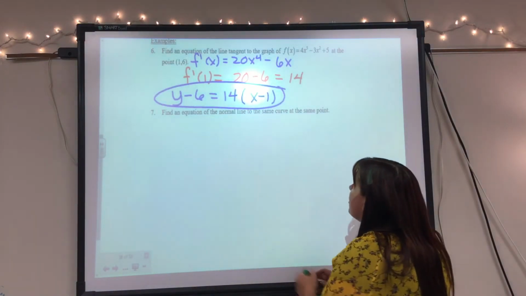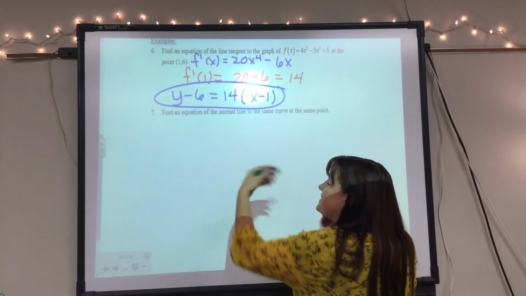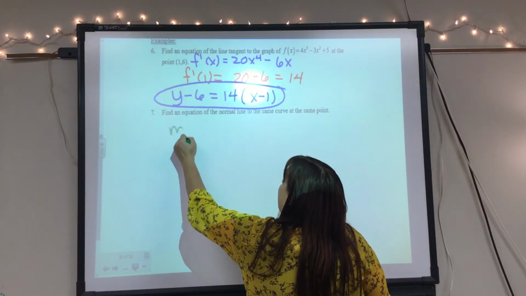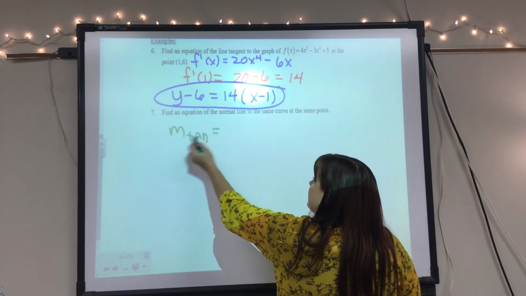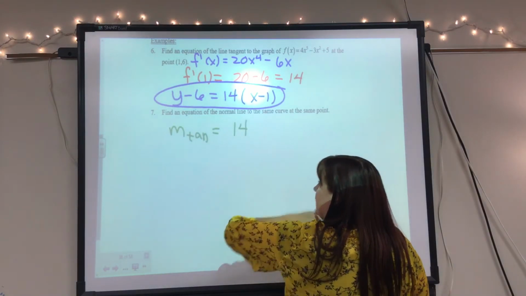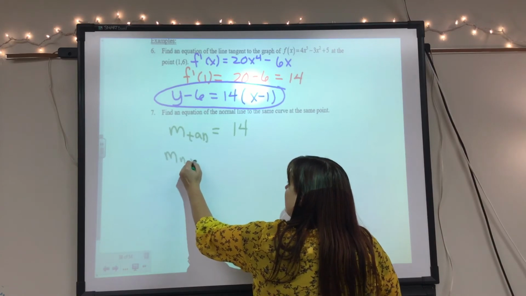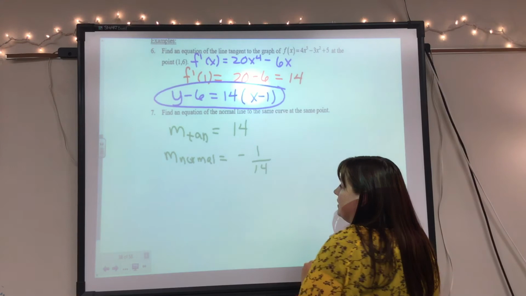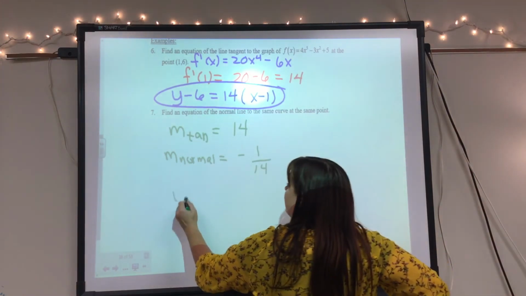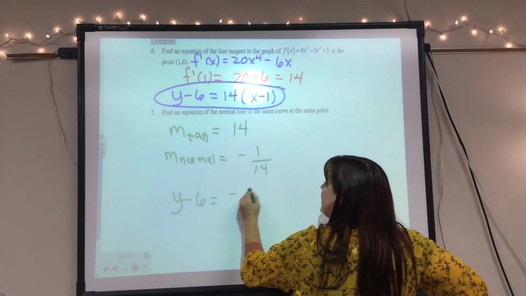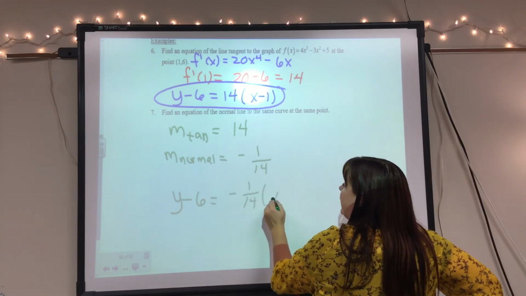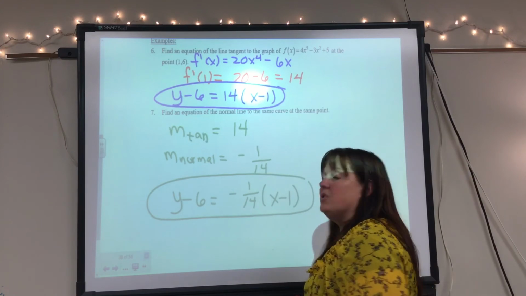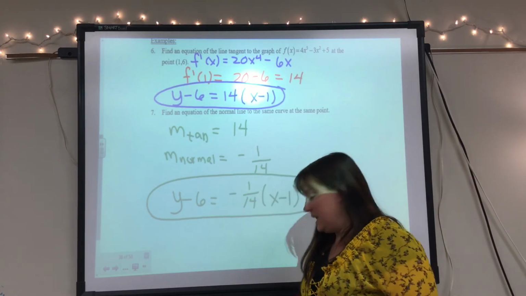the equation of the normal line would be through the same point, it would just have an opposite reciprocal slope. So m of the tangent line, the slope of the tangent line, is 14. So the slope of the normal line is negative 1/14. And then we have y minus 6 equals negative 1/14 times (x minus 1). And that's it. That's how you find the equation of a line tangent to a curve.